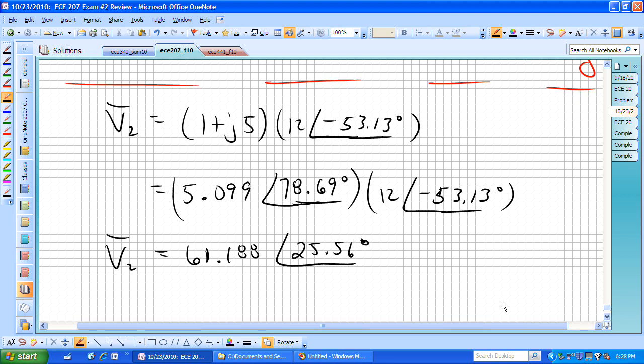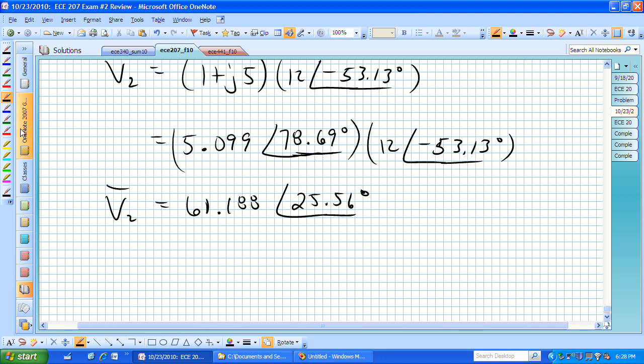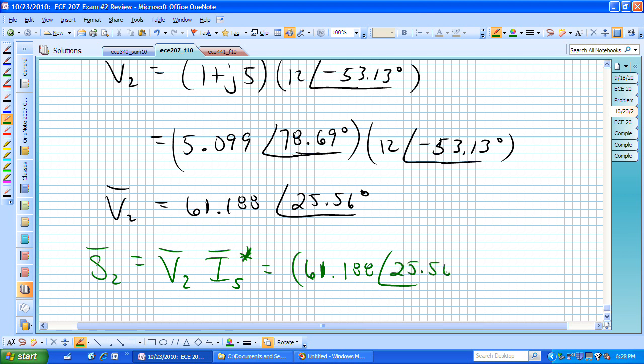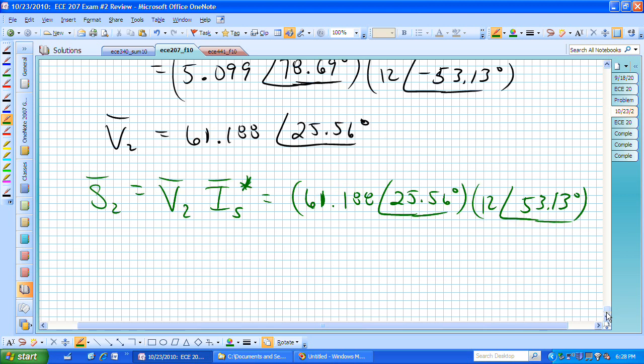We can use the voltage and the current to obtain our complex power for load 2. Complex power is the voltage times the conjugate of the current. We now have 61.188 at an angle of 25.56 times the conjugate of the current. We now have a positive angle associated with our power.